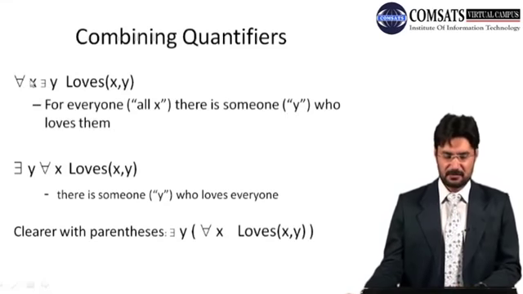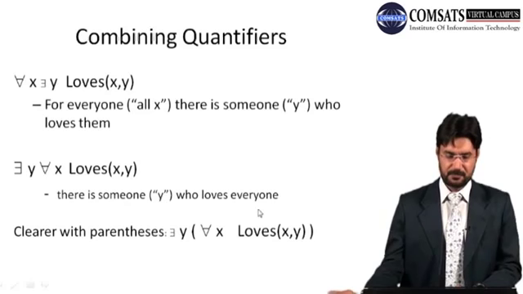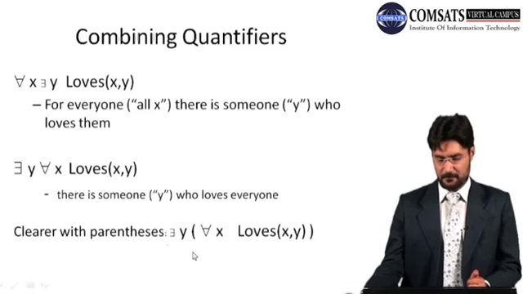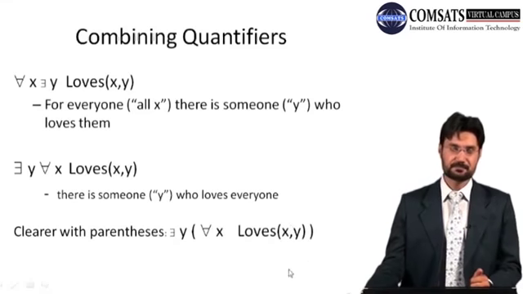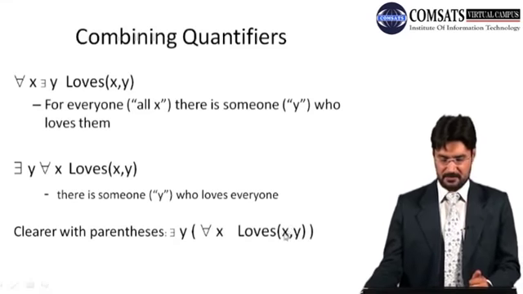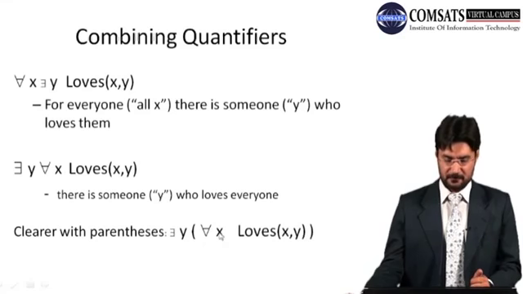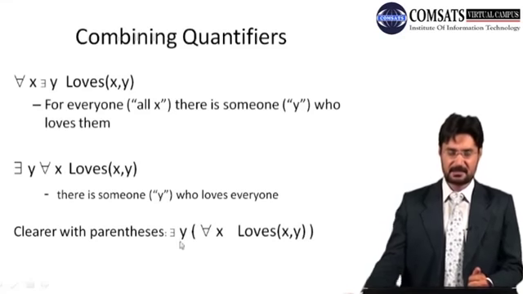This is very simple. We can combine both of them. We can also combine the existential quantifier here. There exists y, for all x, Loves(x, y). There is someone y who loves everyone. So it is another way around. It is clear with the parentheses. If we use parentheses, it is very easy to understand that there exists y, and then we use for all x, Loves(x, y). This means that if we come out of the parentheses, then we can understand that there exist some y's.